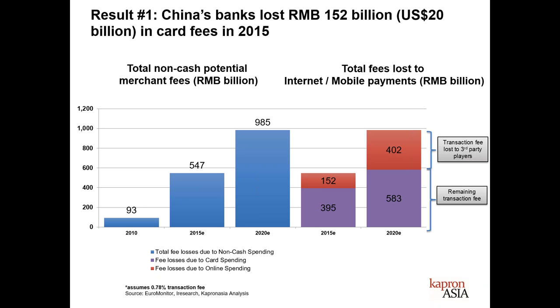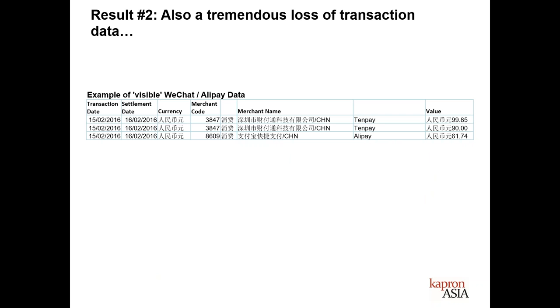The second implication has been a tremendous loss of transaction data. This graph here shows bank statements, and basically it shows what banks actually see from the user transactions. When users add their bank cards to their Alipay or Tencent wallet and make a payment, banks do not see where those consumers are spending their money, which restaurant or which shop it is. They can only see the name of the payment company, the name of the PSP that helps to process that data. And what this means is they are losing this data and they cannot offer additional value-add services.